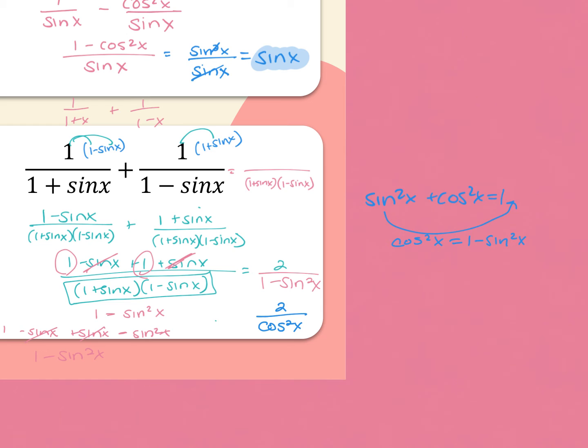It's secant. So you can actually bring any function from the bottom to the top or the top to the bottom by making its reciprocal function. So I can bring that to the top and make it secant squared. But why? Because then I get rid of the fraction, which is way simpler.